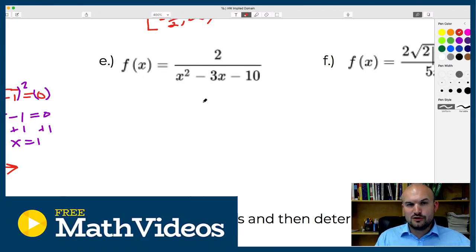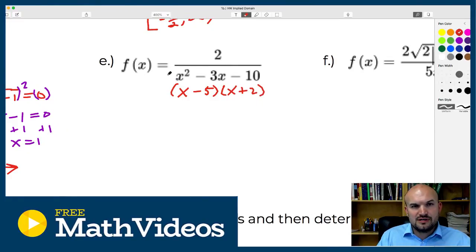So whenever we see a quadratic trinomial, a lot of times we just think, all right, let's factor this and see what it would look like in factored form. So I'm just immediately going to rewrite my quadratic in factored form. What two numbers multiply to give me -5 and add to give me -3? Looks like that's going to be x minus 5 times x plus 2. Okay, so I'm just going to rewrite this as that.